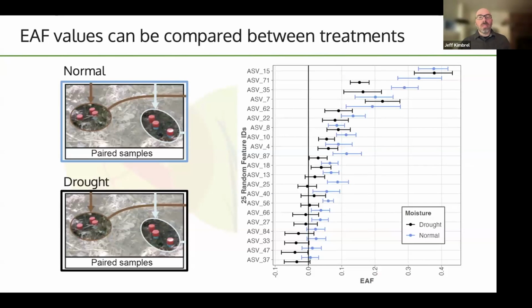So these EAF values can be compared between treatments. So one EAF value is still within this paired sample. So if you wanted to compare something like normal versus drought, you would have to come up with really 12 samples, a paired sample for the normal and then a paired sample for the drought. And then you can show them next to each other. So this is just looking at a random set of 25 features from this study.